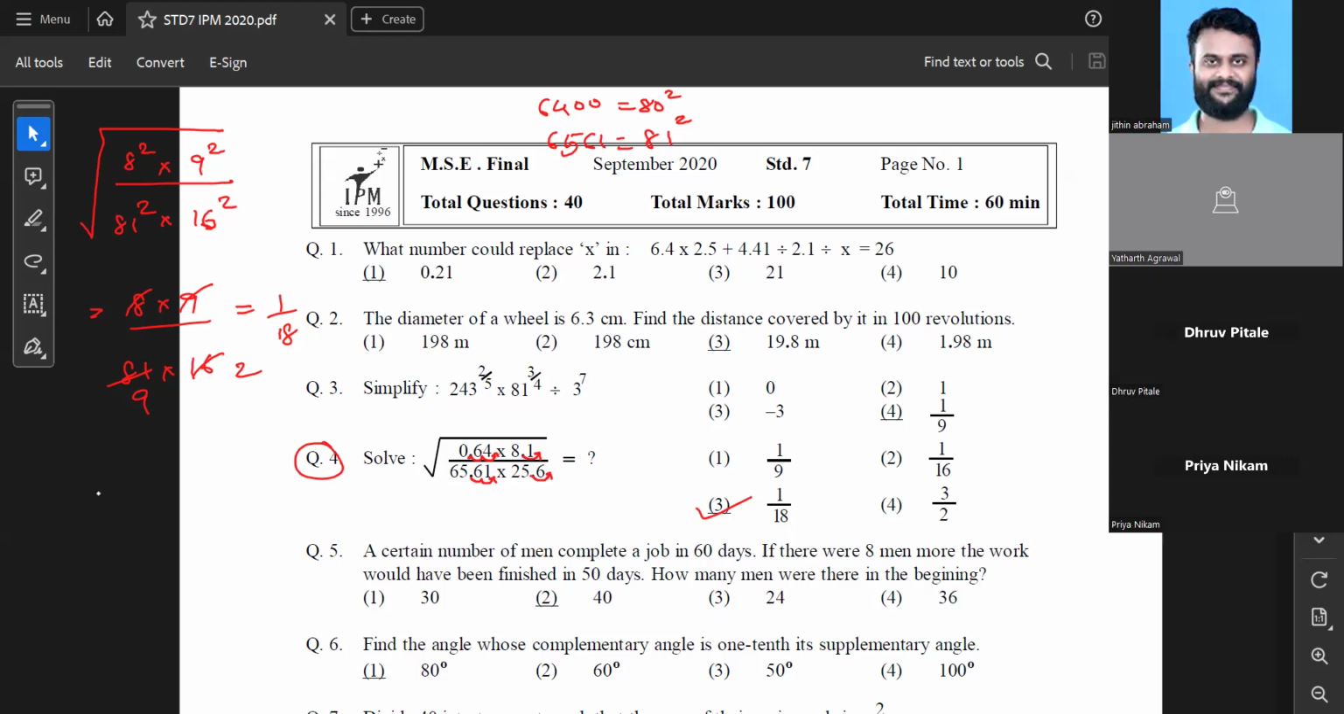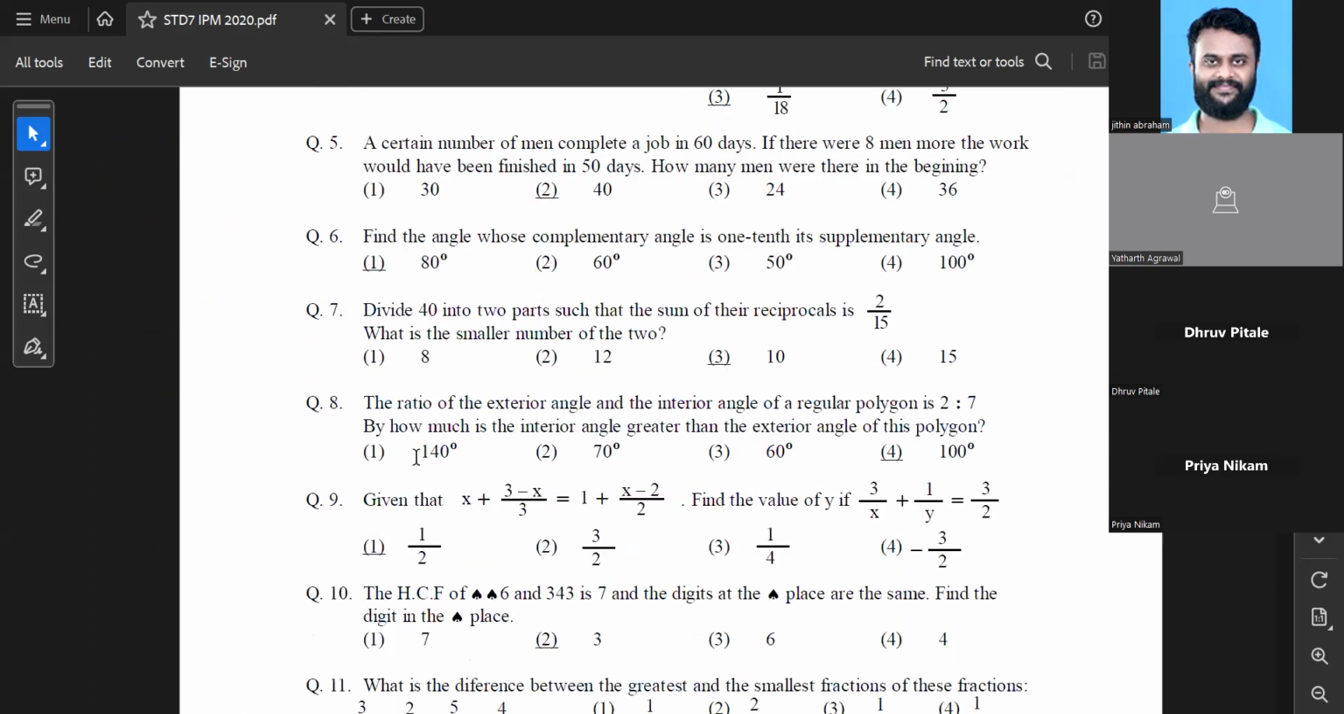Proceeding to the fifth question, dear children, I'll just take this page.